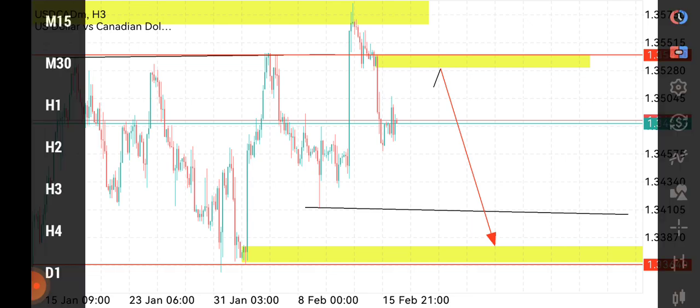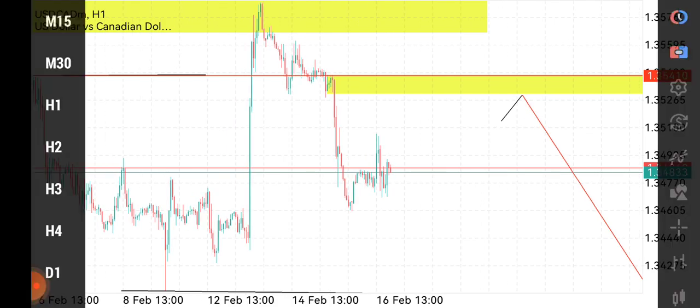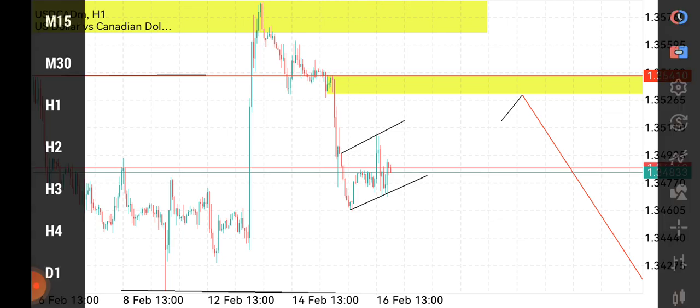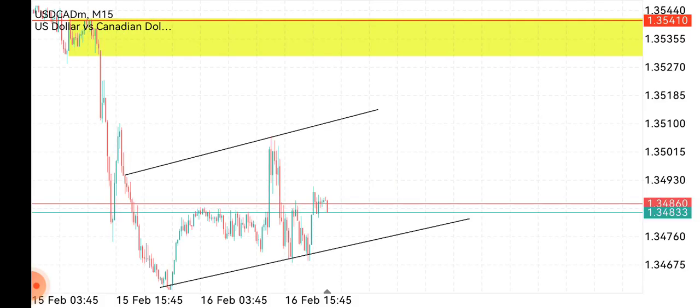But for now, let's break it down to a smaller time frame and see what we have there. I can see that we have a correction move. So let's break it down to smaller time frames.